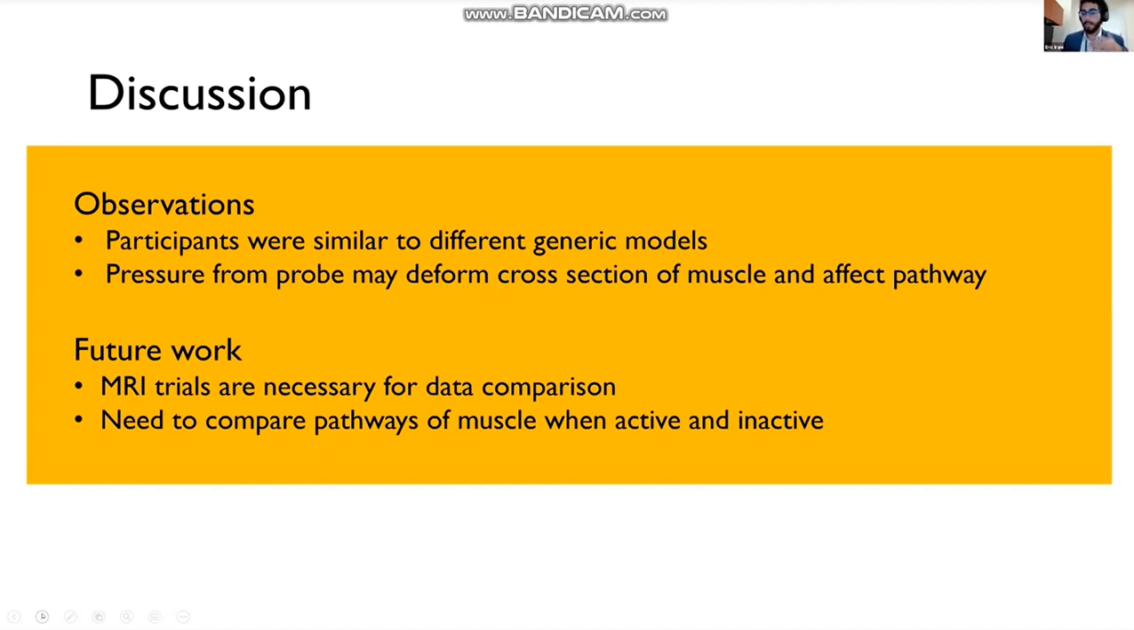Along with going forward, we want to do some future work looking at some MRI data in order to collect similar centerline data, as something to compare with and validate our data with. And then we also want to compare the muscle pathways when the gastrocnemius is active versus when it is inactive, just to see how that also changes the muscle.